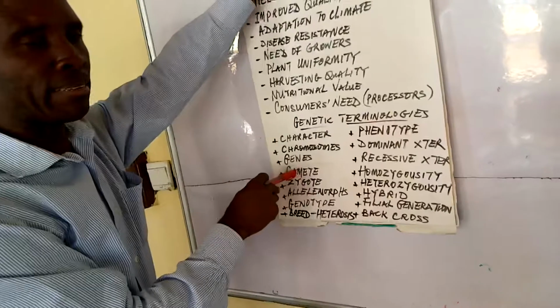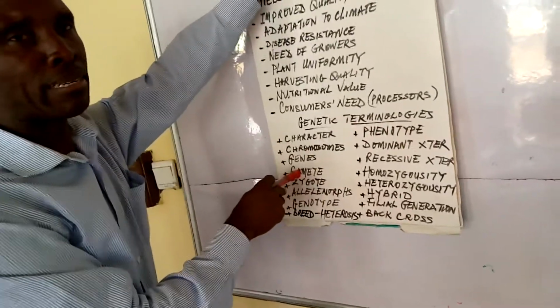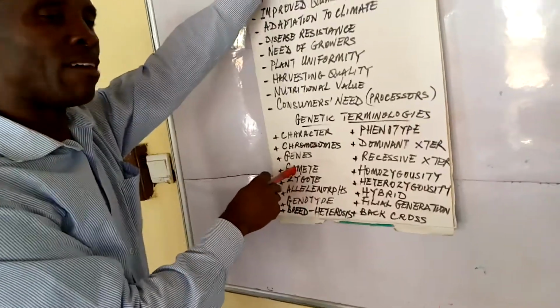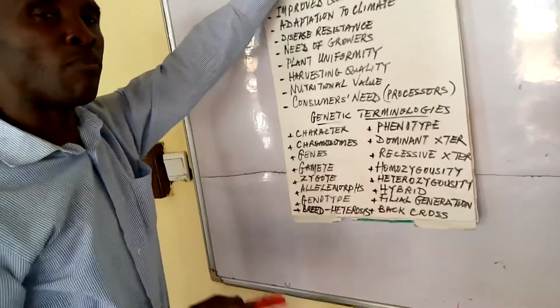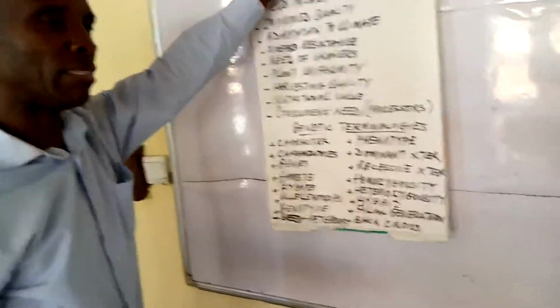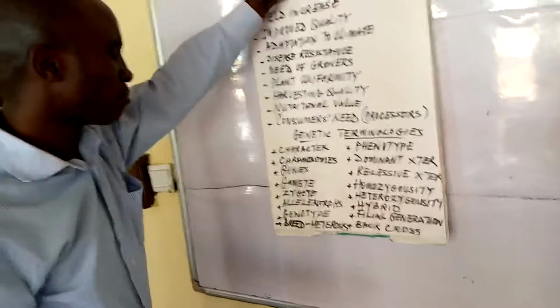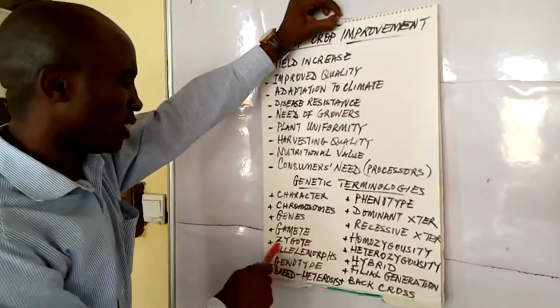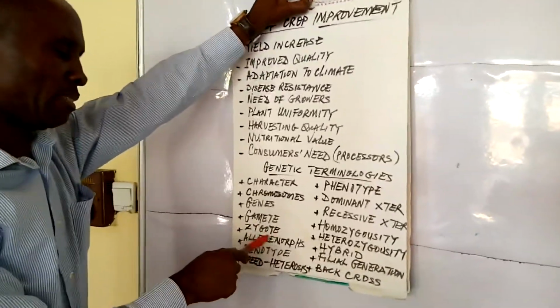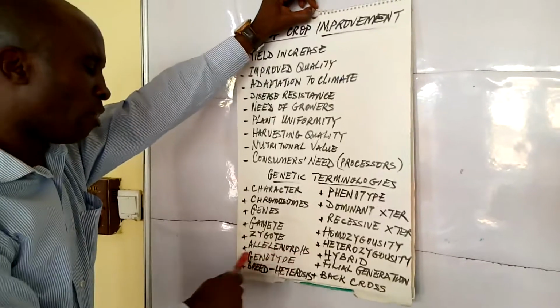Gametes are sex cells. Like in plants, you have the male sex cell called the pollen grains, while the female sex cell is called the stigma. The zygote is the union of two gametes. It forms zygote.